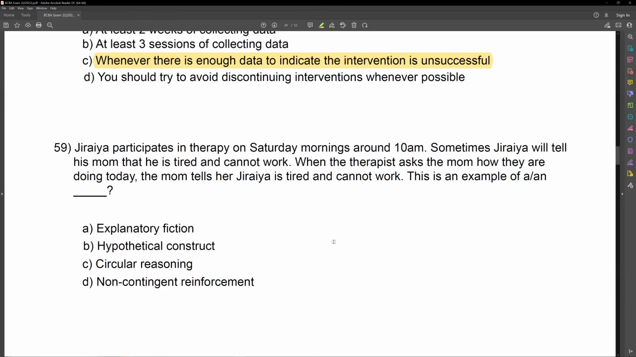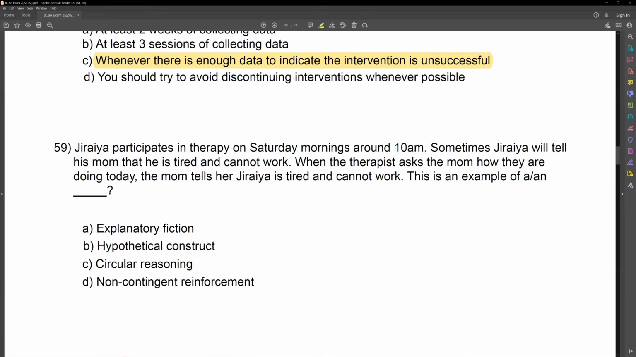Okay. So, with that said, what is an explanatory fiction? Explanatory fiction is basically using a hypothetical construct to explain away behavior. If Jariah's mom says he's sleepy, that's our construct, okay? And she uses it to explain away his behavior, she's using an explanatory fiction. A little confusing at first, okay? The main thing is understanding really what a mentalism is and why we avoid them. So our answer here is going to be A, an explanatory fiction.